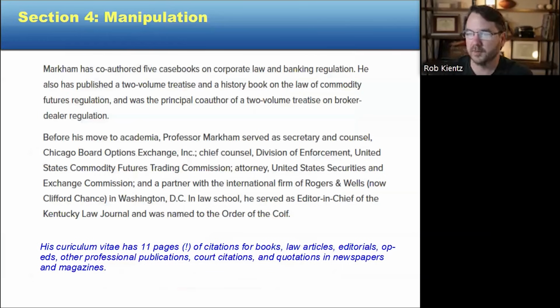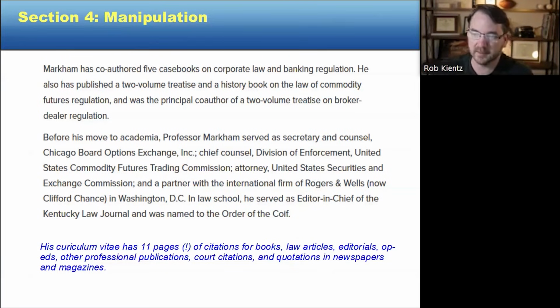Continuing with his bio, Markham has co-authored 5 casebooks on corporate law and banking regulation. He has also published a 2-volume treatise and a history book on the law of commodity futures regulation and was a principal co-author of a 2-volume treatise on broker-dealer regulation.